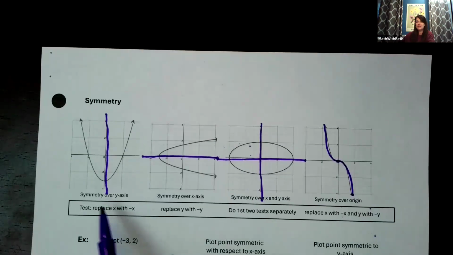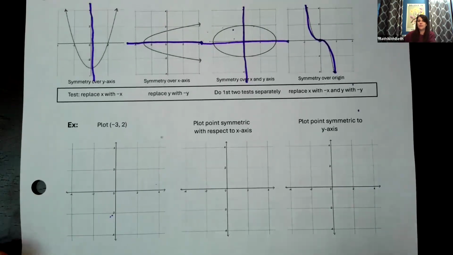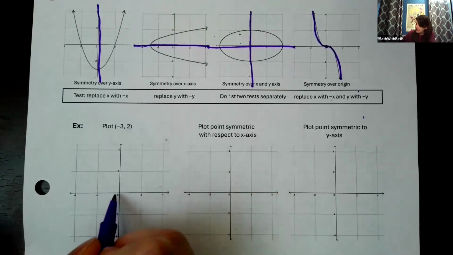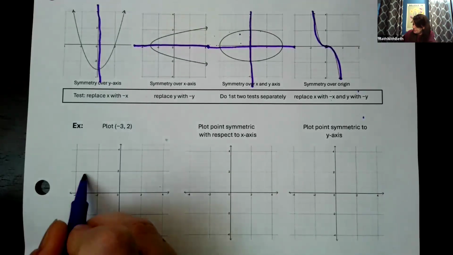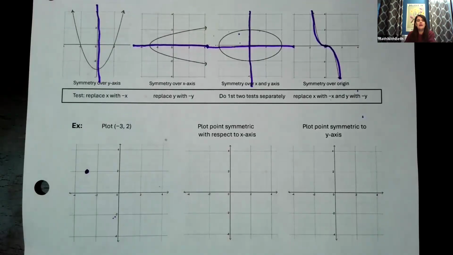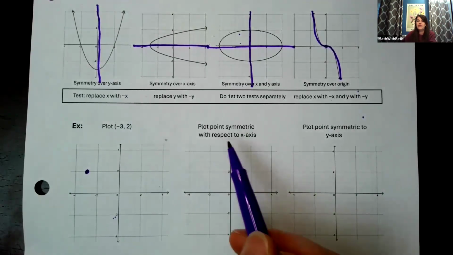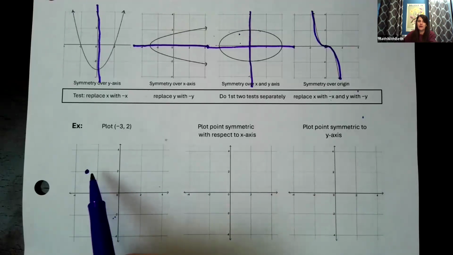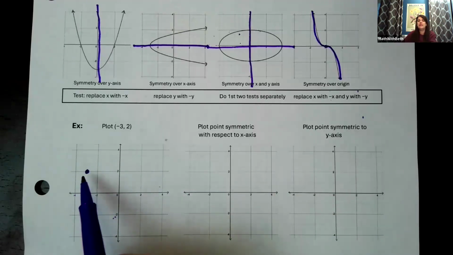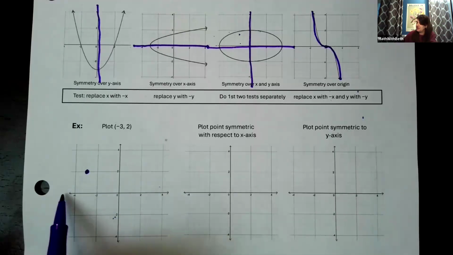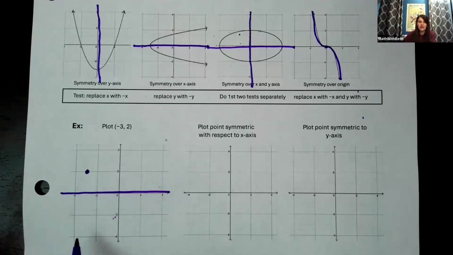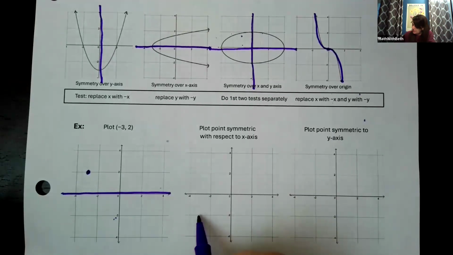So there are different tests you can use when all you have is an equation. We'll get to that in a second. But first, let's look at one simple example. If I were to plot the point -3, 2, and then they asked me to plot the point that would be symmetric to the x-axis from that point, I just need to think, what would that point become if I flipped it over the x? So it would be the point -3, -2.